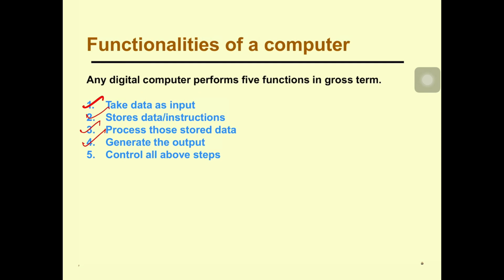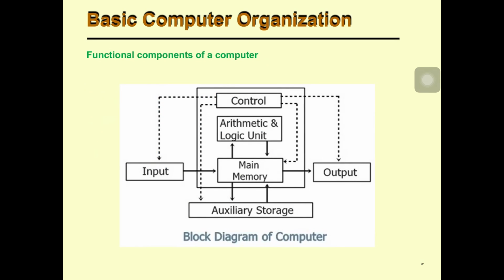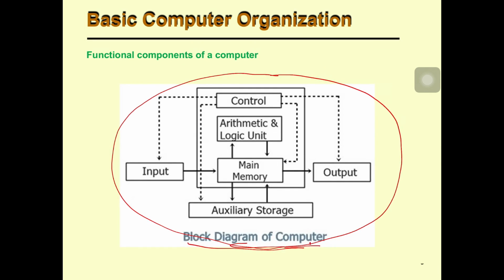Now, the basic functionalities of the computer, or we can say the functional components of the computer. Okay. Computer is made up of these functional components. It is also known as the block diagram of computer. Okay. For this we can say that computer is divided into four units. First one is the input unit, second is CPU, third is the storage unit, and fourth is the output unit.